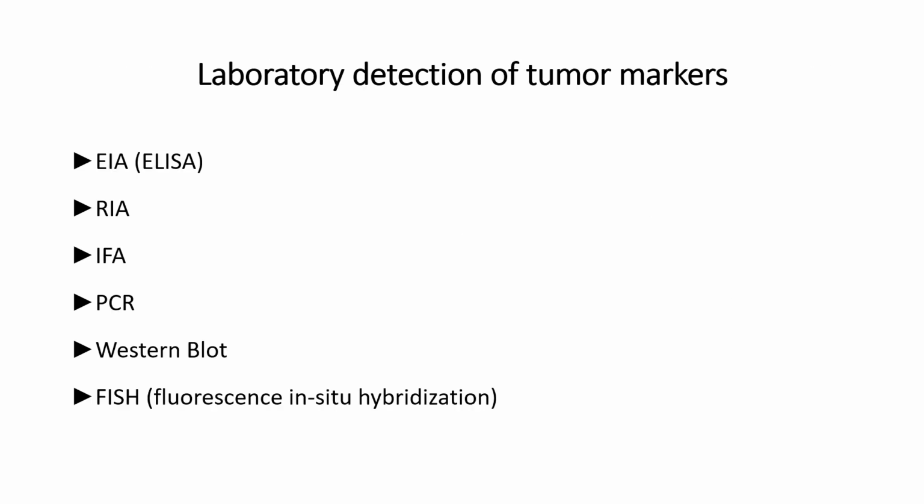There's a number of ways the laboratory can detect tumor markers. We can use ELISA or EIA. Radioimmunoassay looks for an antibody linked up with an antigen and radioactive isotope. Indirect fluorescent antibody. Polymerase chain reaction. Western blot. And fluorescence in situ hybridization, which is a molecular technique that uses fluorescent probes and DNA to diagnose cancers.